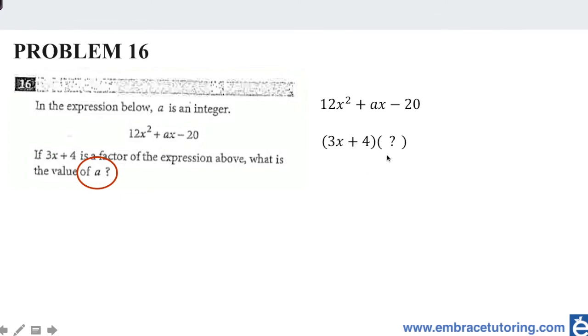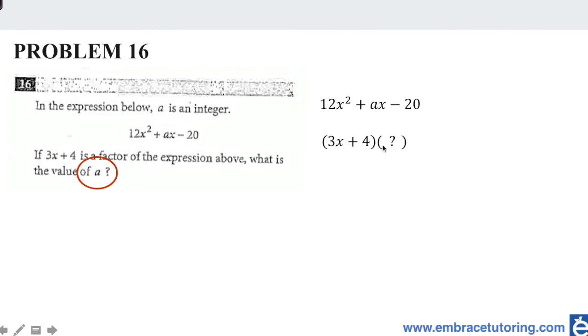what times 3x will give me 12x squared, and what times 4 will give me my negative 20. I'm focusing on the two other terms they give me, so that way when I end up FOILing my entire expression, I can actually check this to see if when I'm combining my like terms, I end up getting a. So let's do that.